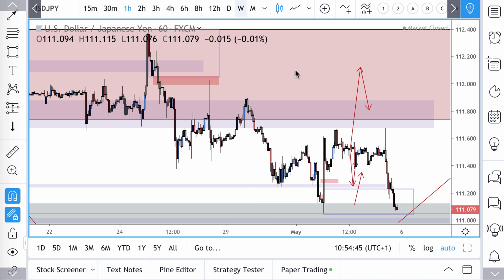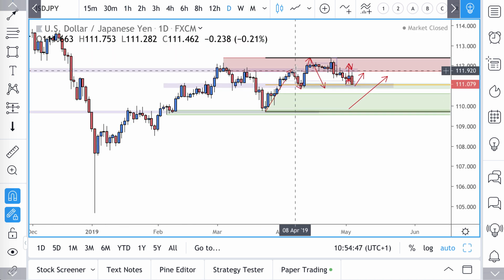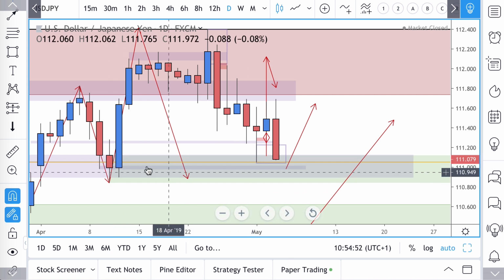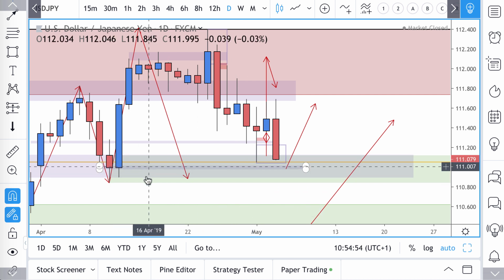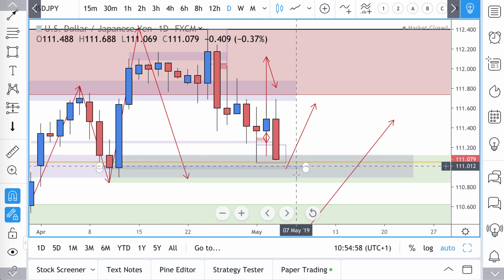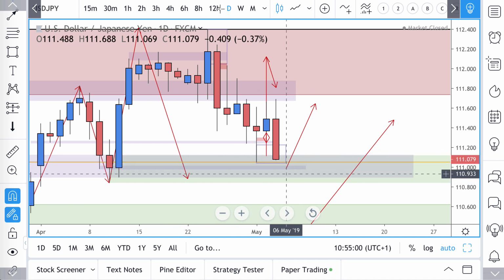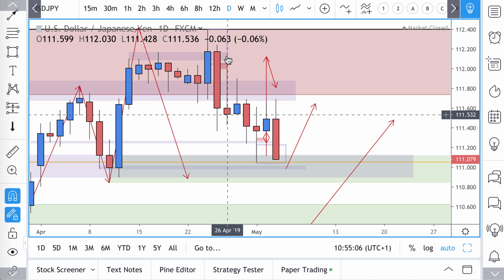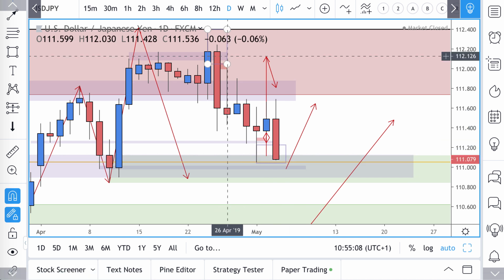If not, there is a slightly lower level here of demand, a fresher area of demand around this 111 round number. So anywhere around here, if that one doesn't work out, we're still in that demand zone. So this is probably a decent trade from the market open, right?